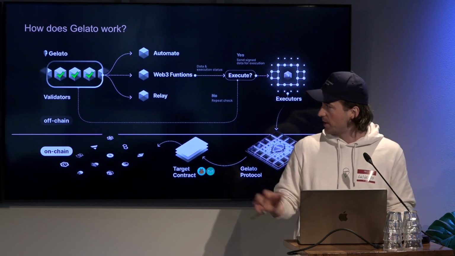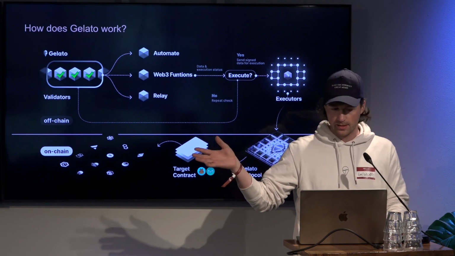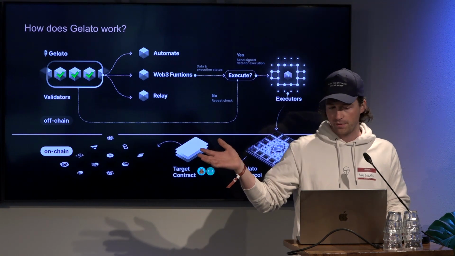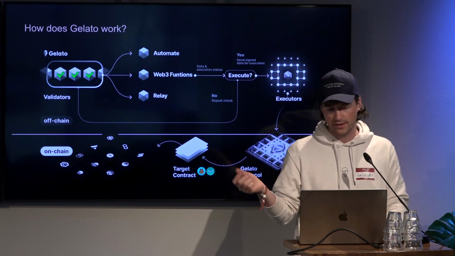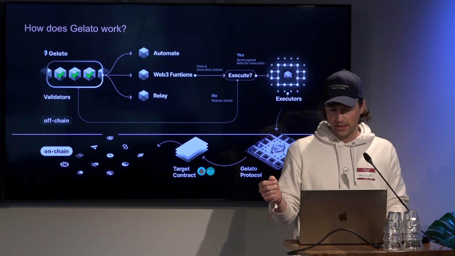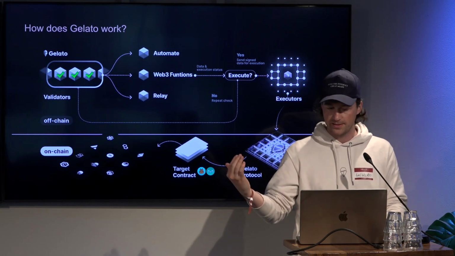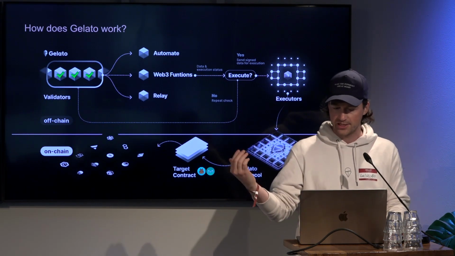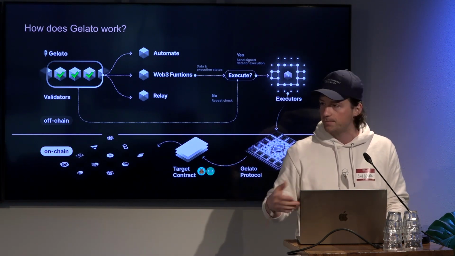And this is roughly how it works. So you have Gelato validators off-chain. We currently work with 5 node operators in this network that are validating and sending data from off-chain. And then the question for these services: do you want to automate a smart contract? Do you want to post some data from a Web2 API? Or do you want to relay a transaction? If so, you can talk to our Gelato entry points and then get this done by this decentralized network for you.